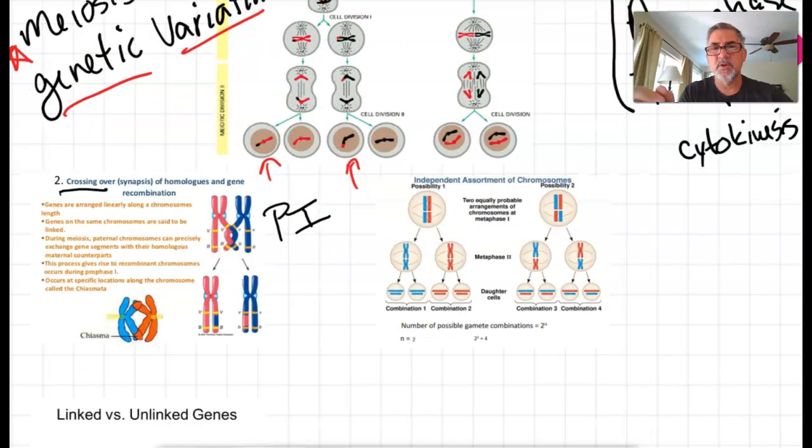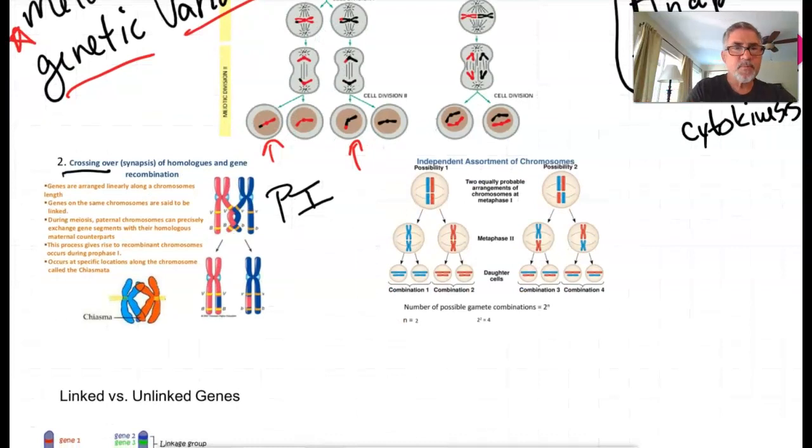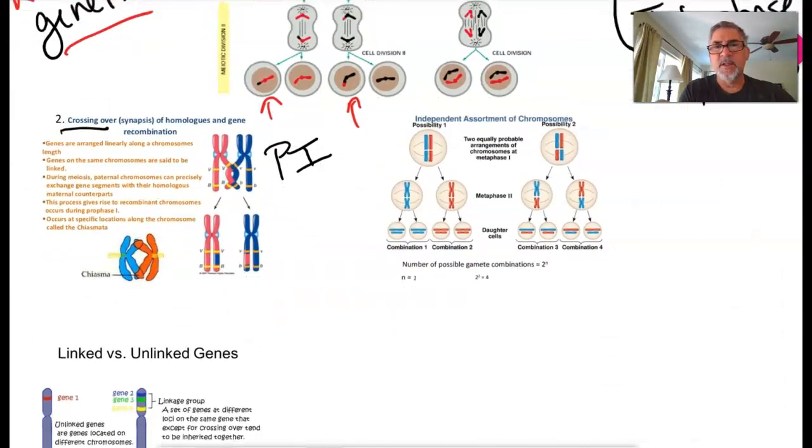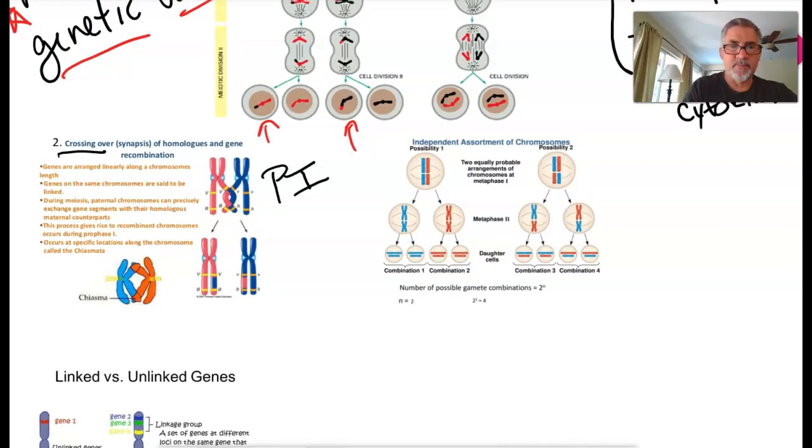So the maternal and paternal chromosomes get mixed up, right? And that's what it talks about here, right? So that happens in prophase 1, right? Another thing that happens is independent assortment, right? So I've got my independent assortment here, of chromosomes. So independent assortment happens at the metaphase plate.